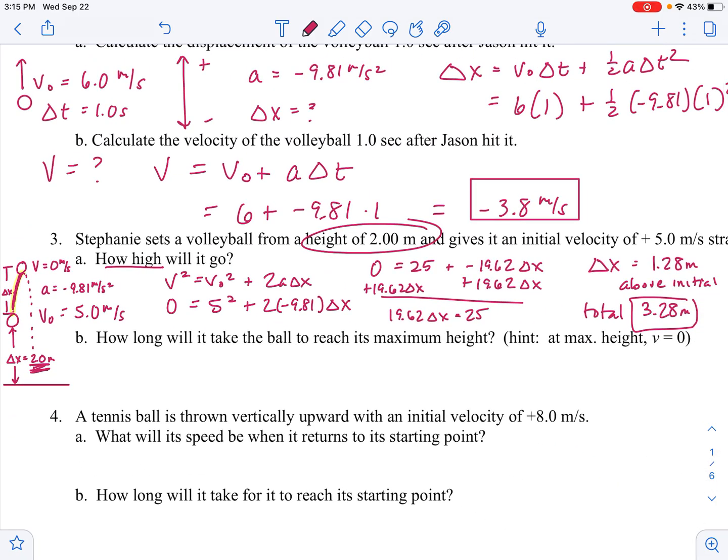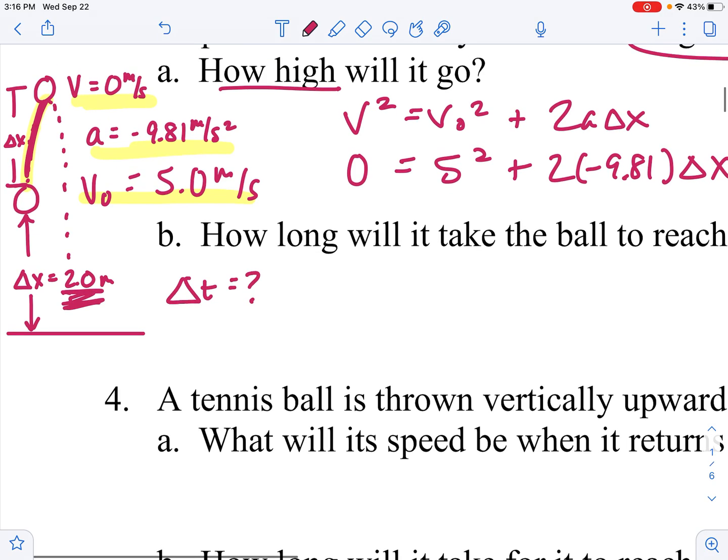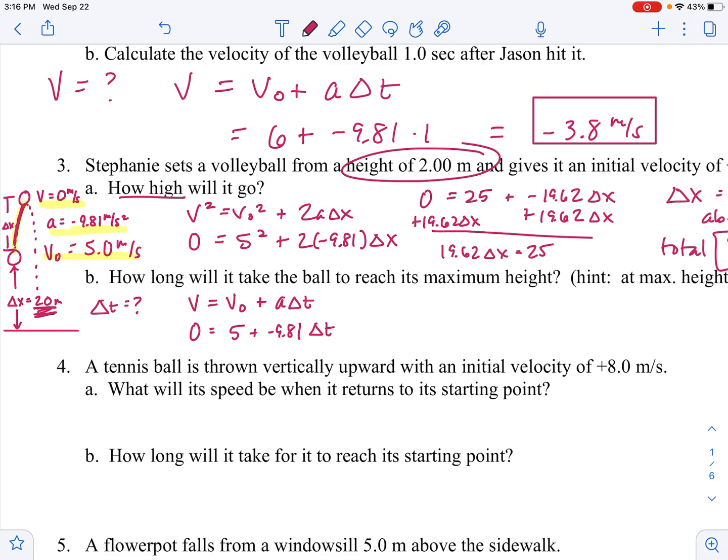How long will it take the ball to reach its maximum height? All right, so I've got the same knowns here. I've got final velocity, acceleration, initial velocity, and I'd like to know now what's delta t, how long will it take? If I go consult my notes, I see that I can use this equation, final velocity equals initial velocity plus acceleration times time. So I've got 0 equals 5 plus negative 9.81 delta t. And when I solve that, I get that delta t is 0.51 seconds.